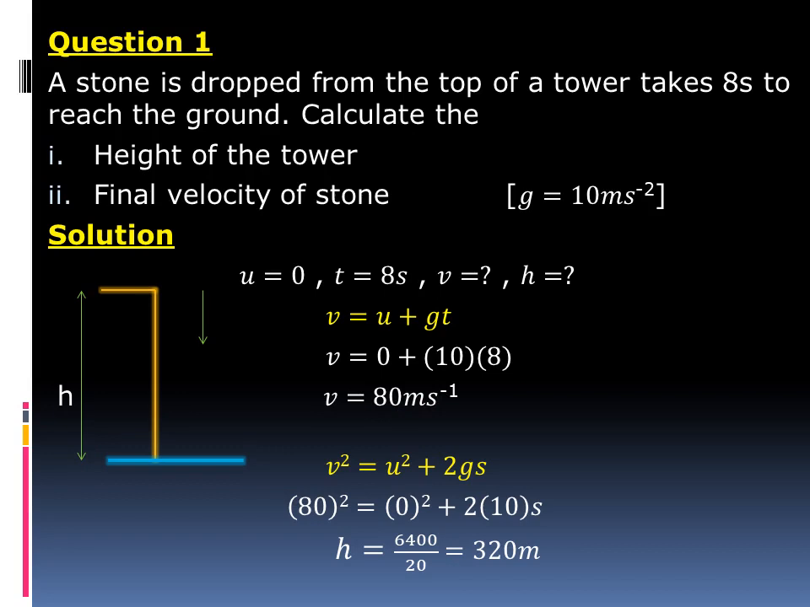Now we go on to find the height of the tower using the equation v squared equals u squared plus 2gs. So v becomes what we have just found. So we have 80 squared equals 0 squared plus 2 times 10 times s. You replace s with h, since it's just distance, but that means the height. So we get h being equal to 320 meters. Hence the height of the tower is 320 meters.